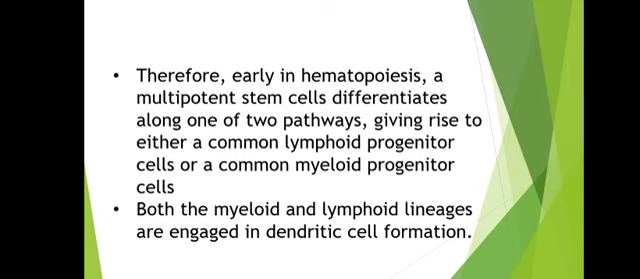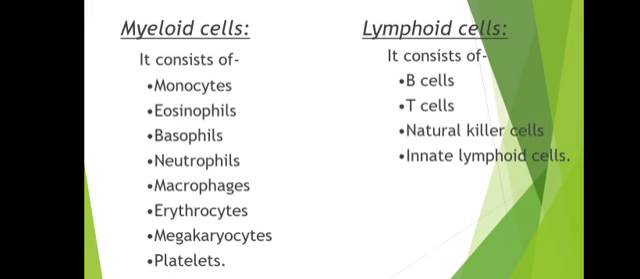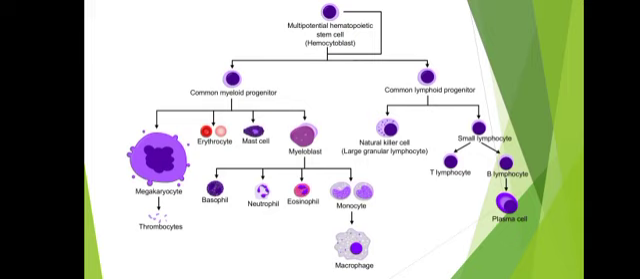Both myeloid and lymphoid lineages are engaged in dendritic cell formation. The myeloid cells consist of monocytes, eosinophils, basophils, neutrophils, macrophages, erythrocytes, platelets, megakaryocytes, etc. And lymphoid cells consist of B cells, T cells, natural killer cells, innate lymphoid cells. The common myeloid progenitor cells can differentiate into erythrocytes, thrombocytes, granulocytes, monocytes.